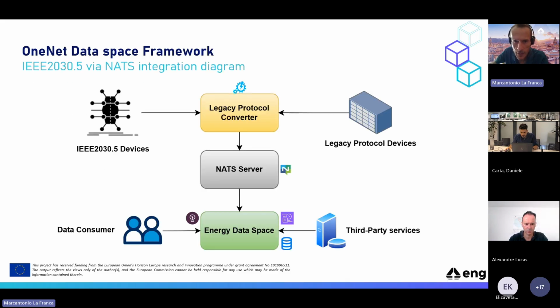In this diagram, we can see the previewed components. One or more devices using a protocol supported by the legacy protocol converter module, a NATS server that serves as a pub/sub message broker, and an instance of the energy data space connector, in particular the data space ingestion service. We subscribe to relevant NATS topics, and when the data, for example telemetry, smart meter or EV charger data, is published, the data space will receive it in real time within a specified and defined service. Of course, more services can be defined and mapped to specific NATS topics.